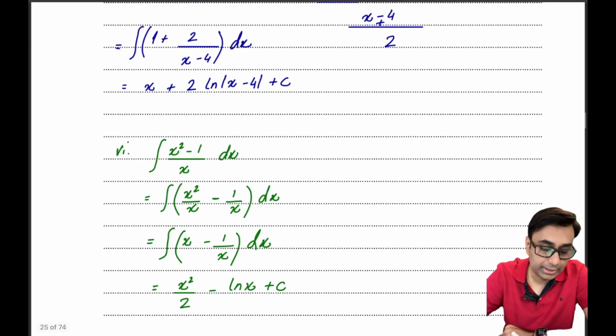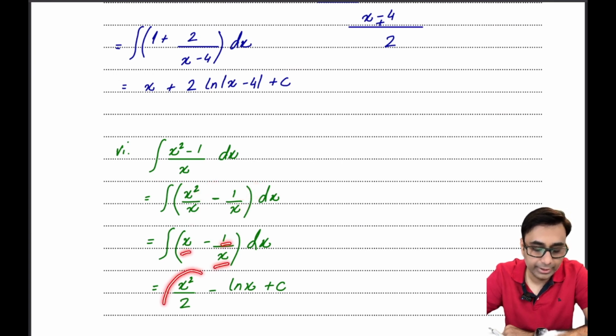Have a look at another example. This one is easier to simplify. You can just split the numerator. So it becomes x squared upon x minus 1 upon x. This is x minus 1 upon x. x integrates to x squared upon 2, and 1 over x integrates to ln x.